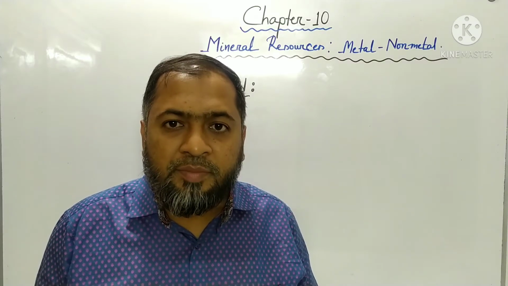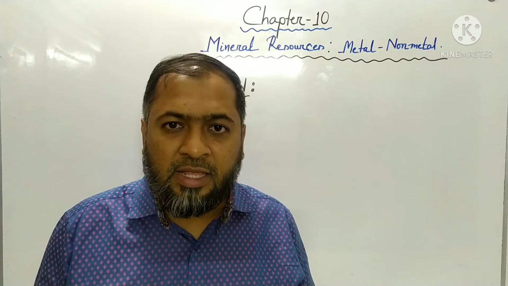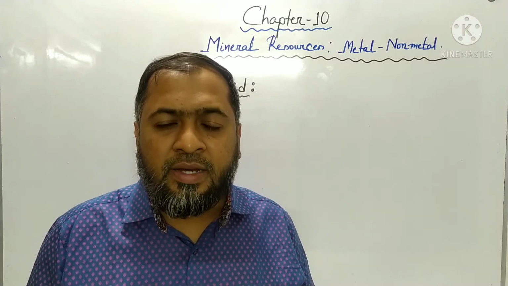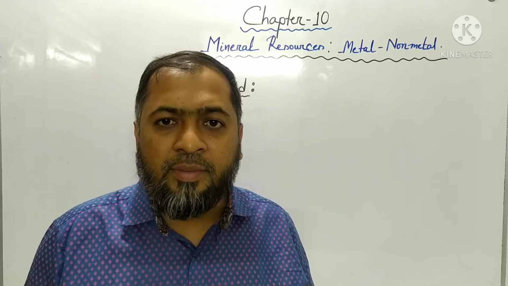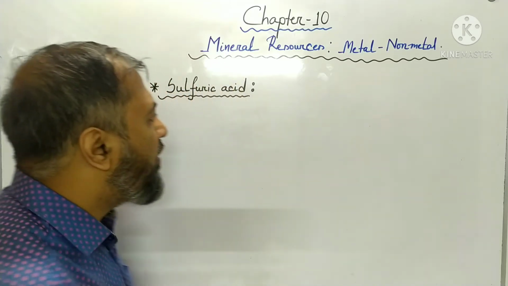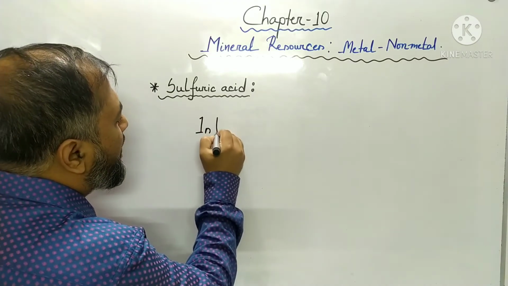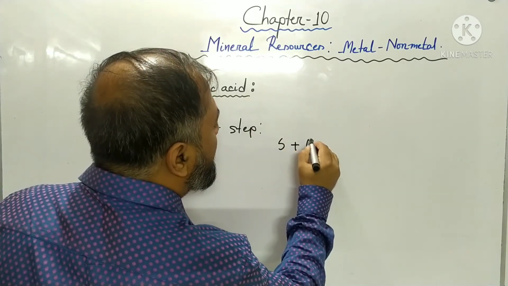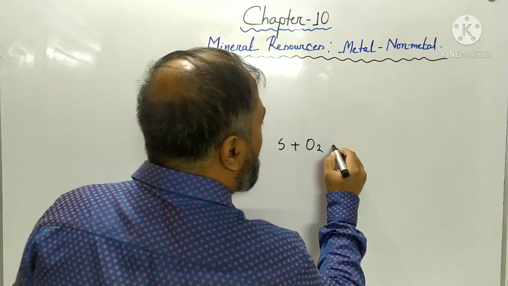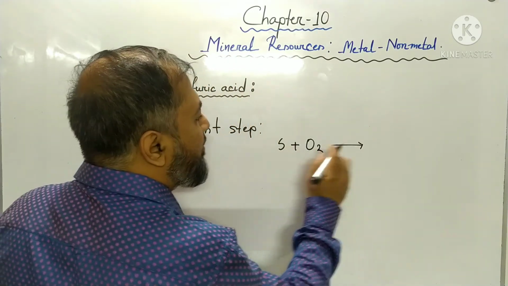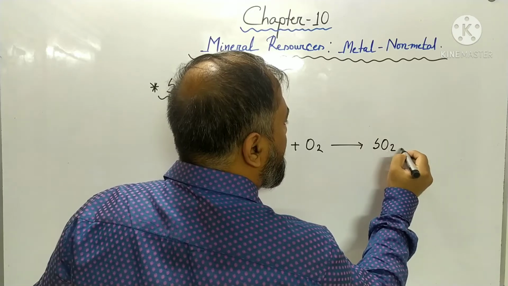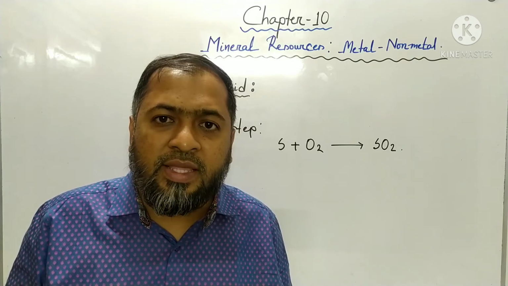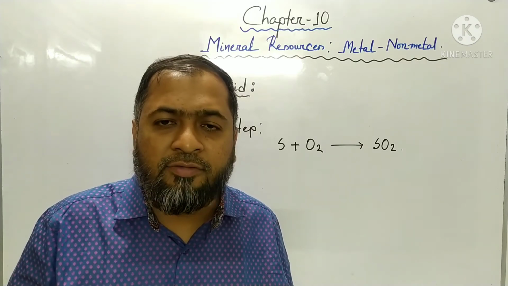In the first step of the preparation of sulfuric acid, sulfur and dehydrated air pass through a furnace. Here, sulfur reacts with oxygen and produces sulfur dioxide gas. Now, I am going to show you all the steps one by one. In the first step, sulfur undergoes reaction with dehydrated air. Only oxygen is present there in the furnace and produces sulfur dioxide gas. Now, after preparing the sulfur dioxide gas, we supply sulfur dioxide gas with oxygen in another furnace.